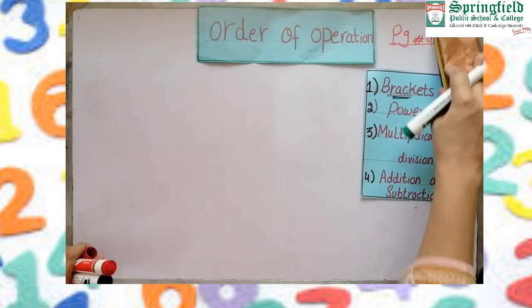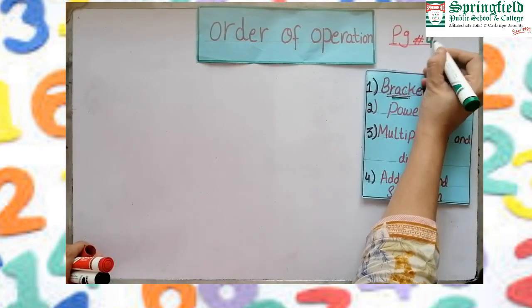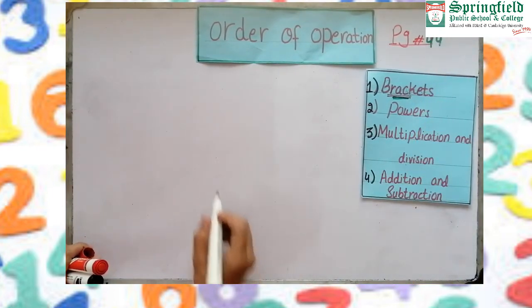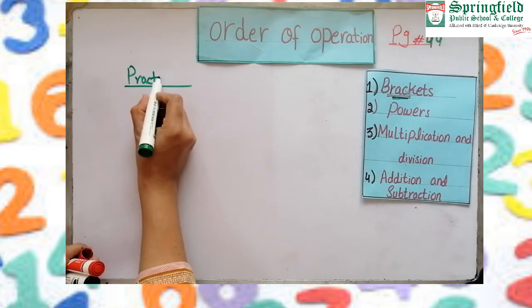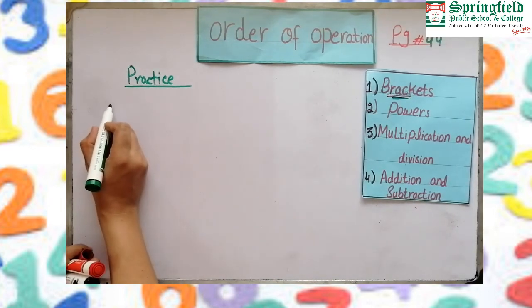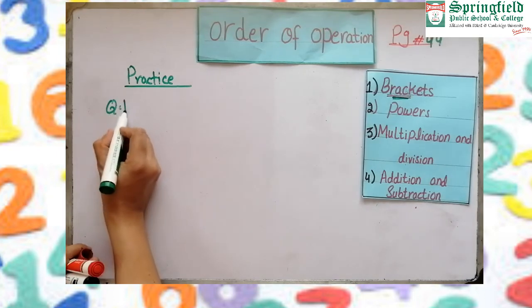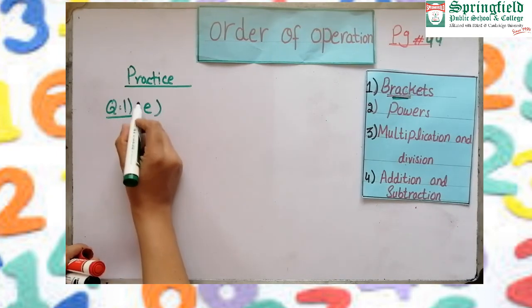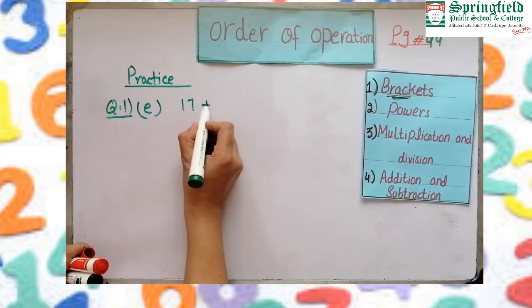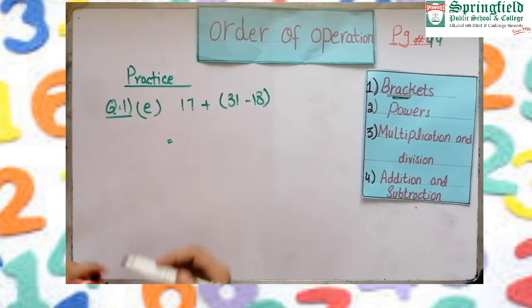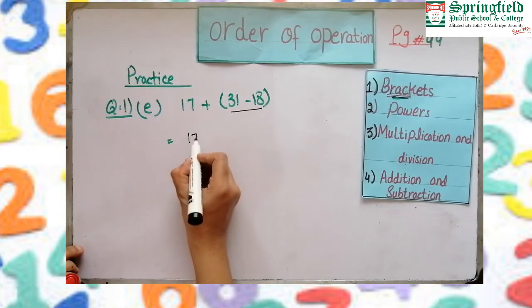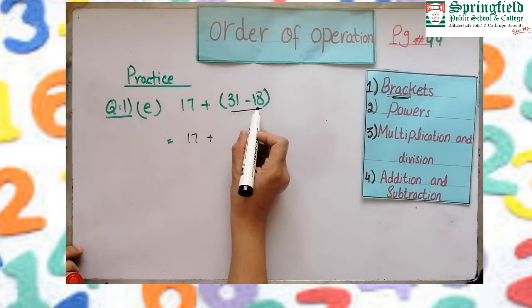Page number 44 and practice questions. Practice question, question number 1, part E. 17 plus 31 minus 18 means, as we know that first we will solve brackets. So 17 plus 31 minus 18.